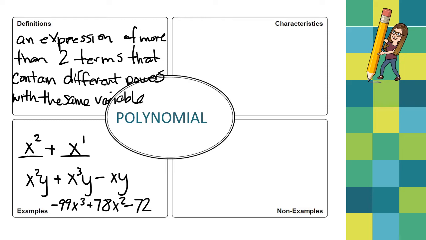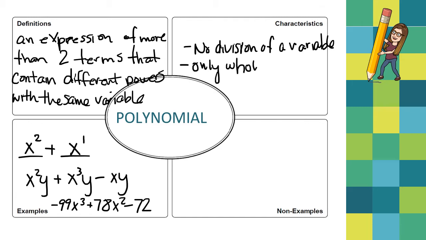So a few characteristics. There's going to be no division of variables. Also, in our class, we're going to stick to only whole number exponents. So we're not going to worry about negatives. We're not going to worry about fractional exponents. You're going to worry about more of that in Algebra 2, to be honest.